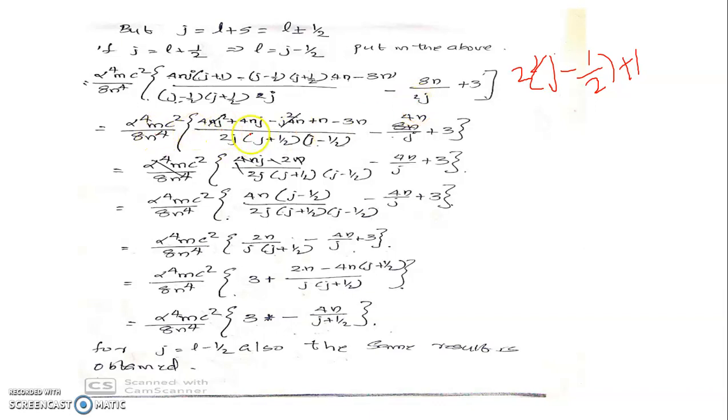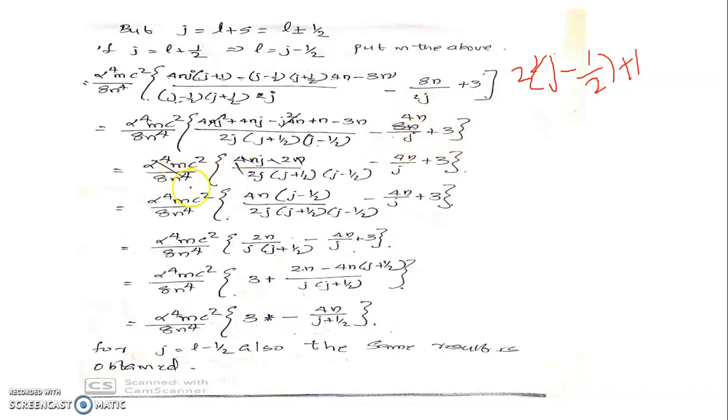This term is there, alpha raised to 4 mc square by 8n raised to 4. We open this bracket: 4nj square plus 4nj minus, this is of the form a minus b into a plus b, make it say j square minus 1 by 4 into 4n. That is minus j square into 4n plus 1 by 4 into 4n, make it say plus n minus 3n, divided by 2j into j plus half into j minus half. We cancel 2 here, make it say 4n by j plus 3.